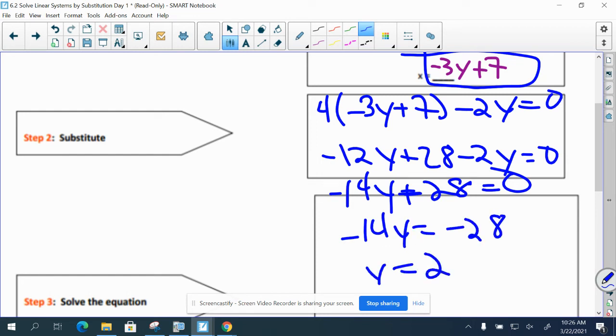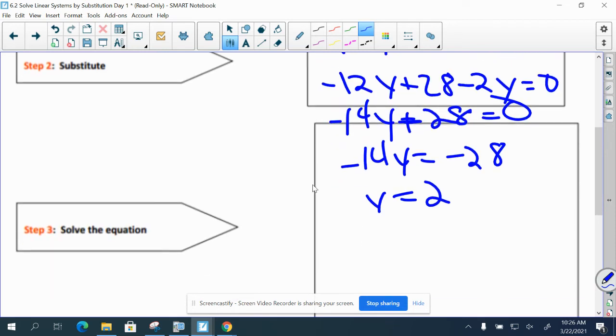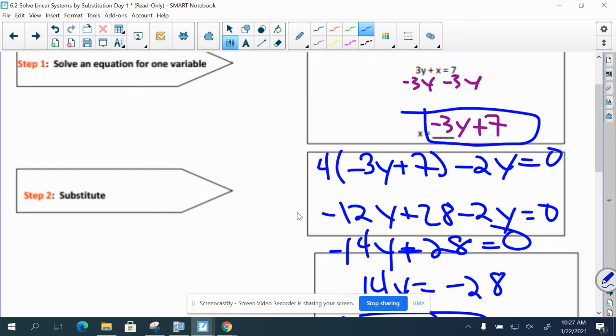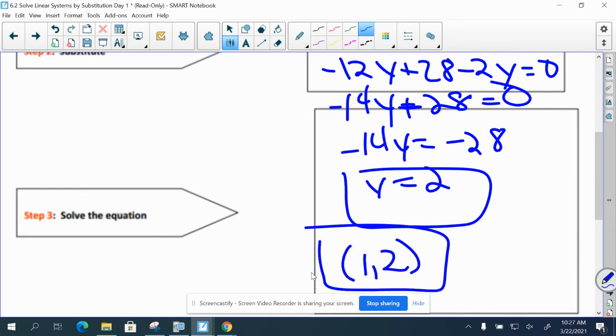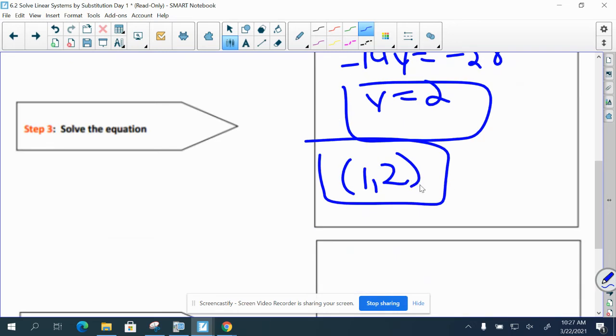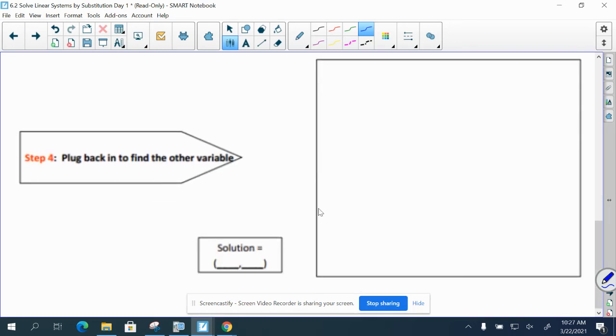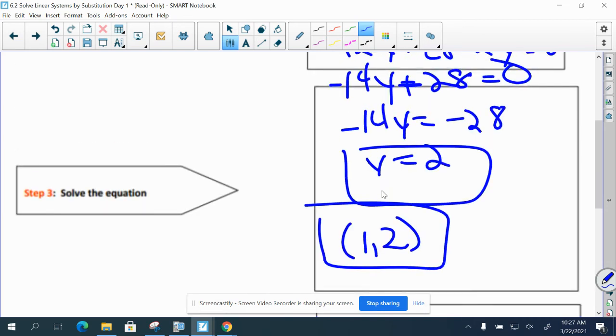And you get that y is 2. So your y is 2, and then this is where you have to plug 2 back in for y. So if I know that my x is negative 3 times y plus 7, I do negative 3 times 2 plus 7, which comes out to be 1. So 1, 2 would be my solution. So you have to be careful that you put the x first and the y second, even though 2 is what you got first.